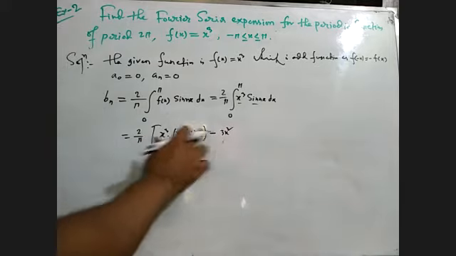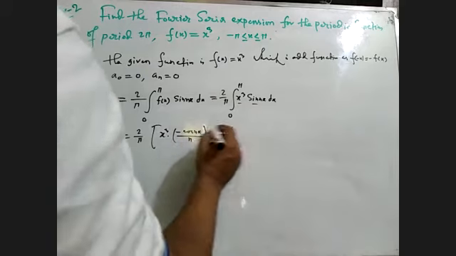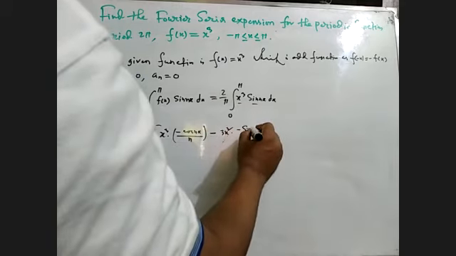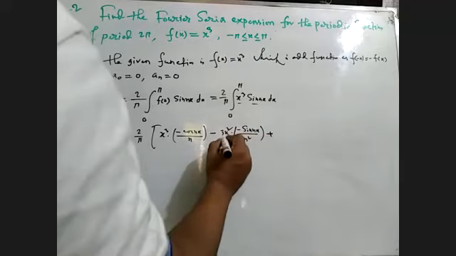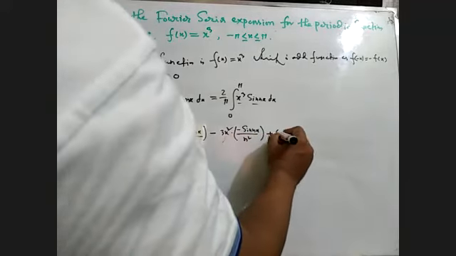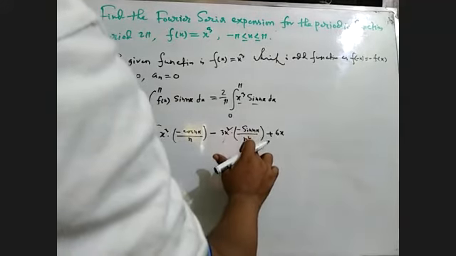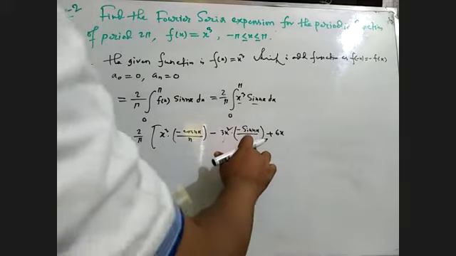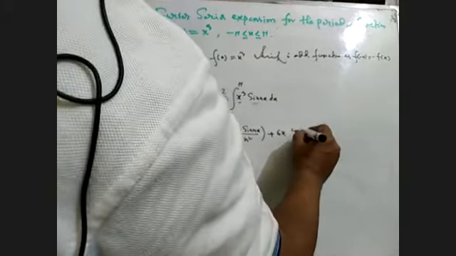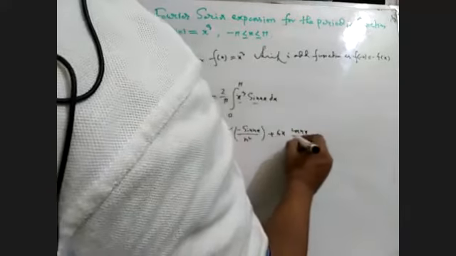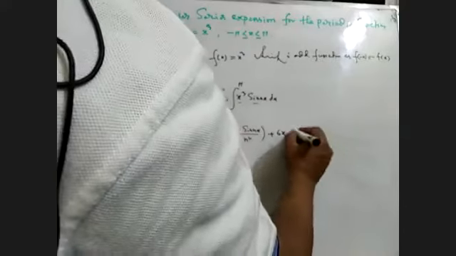Differentiation of x cube will be thrice x square, into again integration of this, integration of minus sin nx divided by n square, plus differentiation of thrice x square, what will be? 6x. Again integration of this, sin integration what? Minus cos. So this will be minus minus plus cos nx divided by what? Again dividing by n. So n cube.